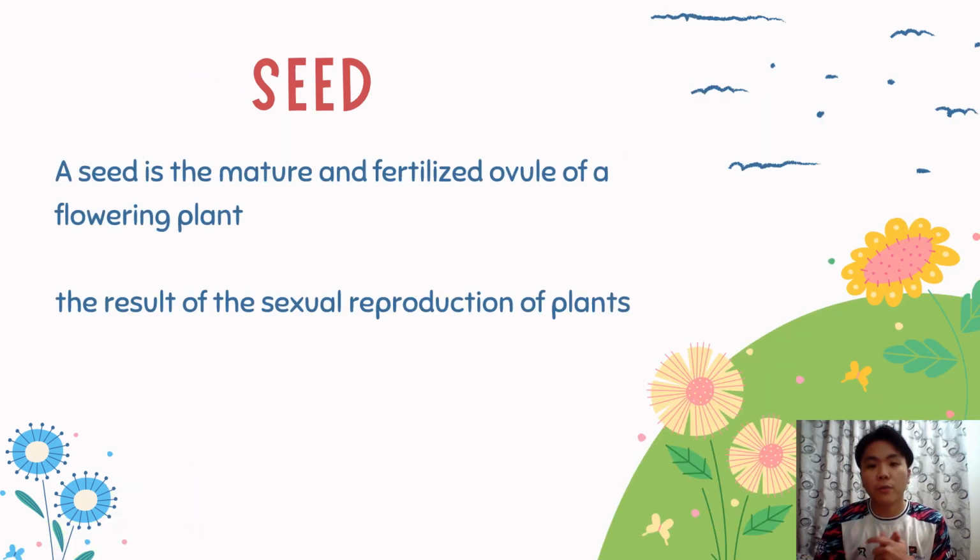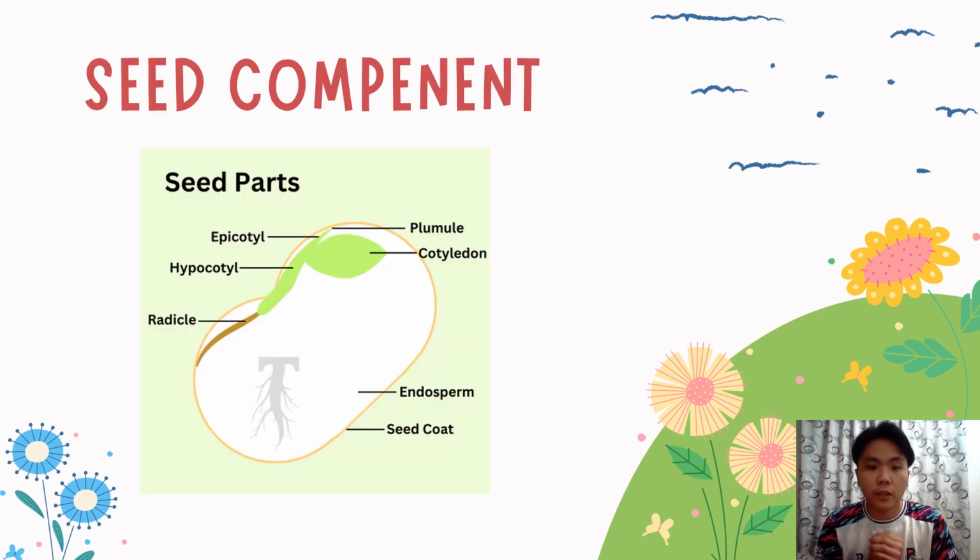We move on to the next key point, that is seed. A seed is a mature and fertilized ovule of a flowering plant, and seed is also the result of the sexual reproduction of plants. The next one is the seed components. There are many seed parts. The first one is hypocotyl, epicotyl, radicle, endosperm, seed coat, plumule, and cotyledon.